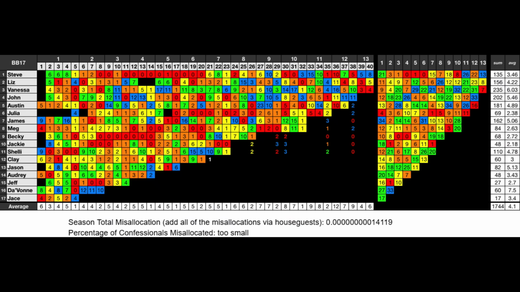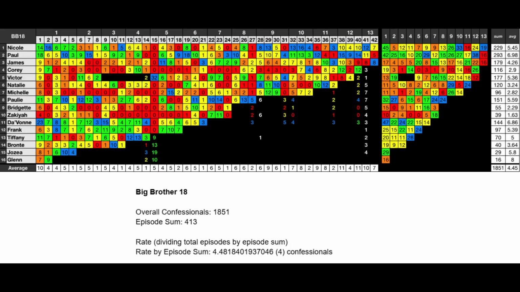Okay, so as you see here, this was the total misallocation once I added all the misallocations of the 17 house guests up, and once I divided that by the episode sum, the number was way too small, so yeah, that's all I have for Big Brother 17.